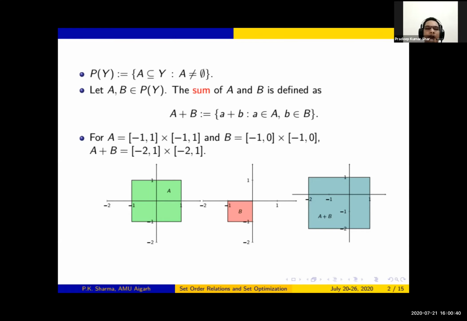By P(Y), we denote the collection of all non-empty subsets of Y, and for any two non-empty subsets A and B of the topological vector space Y, the sum of A and B is defined as the collection of all sums of elements of set A and elements of set B. In the given figure, we can see that the green picture represents the set A and the red picture represents the set B. And we can see that the teal colored figure represents the set A plus B.